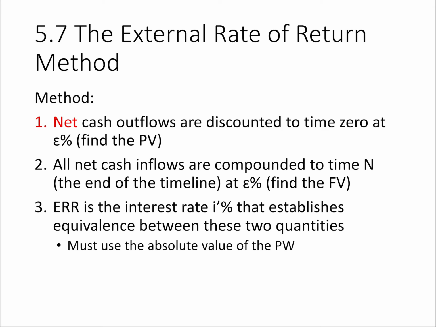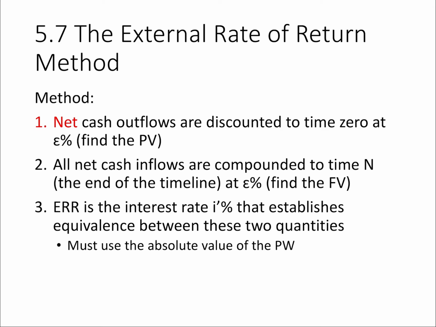And let's just generally talk about the method. You're not going to use the equation to calculate the ERR, but I still want you to understand the method, because it is a very real world problem. So the method is, when you want to calculate the ERR, you first want to have all the net cash outflows discounted to time zero. At what interest rate? At the epsilon percent. Because you're reinvesting all the money in another project with epsilon percent as your interest rate. Okay?